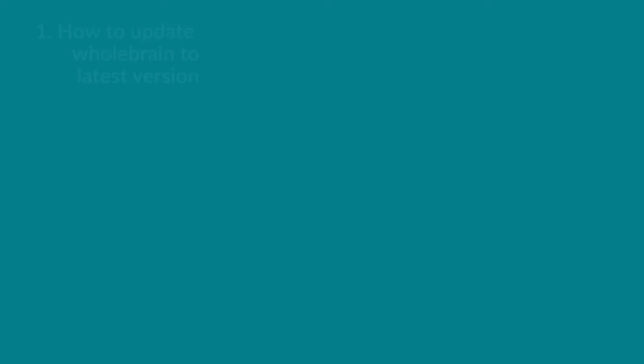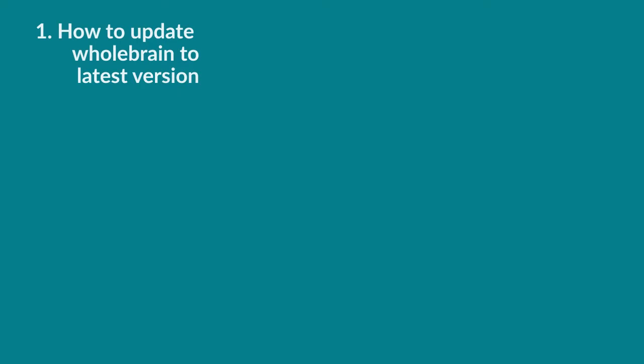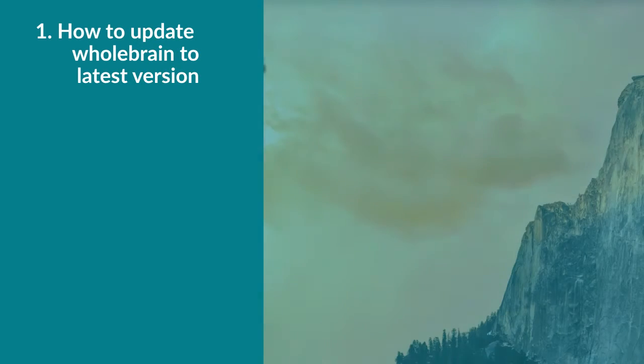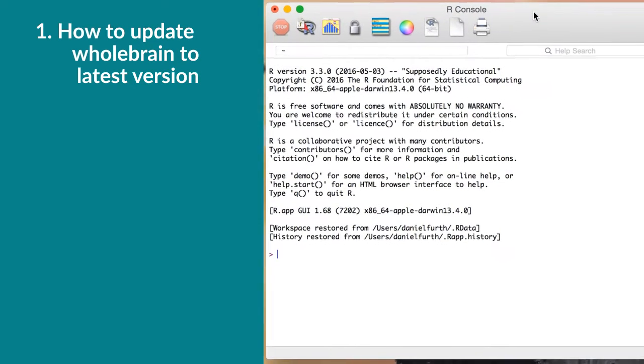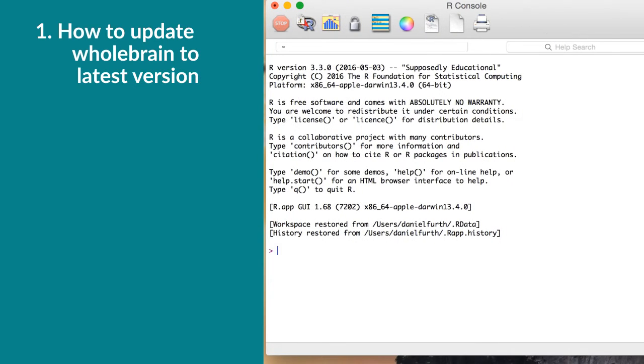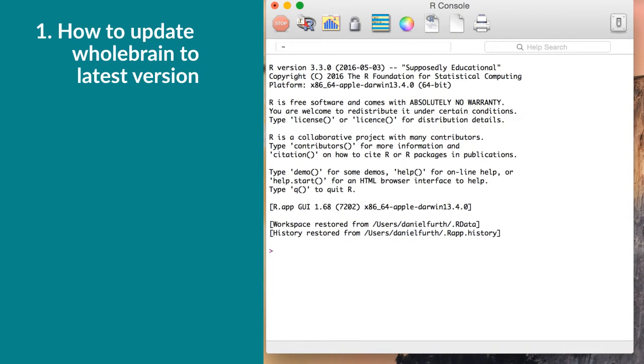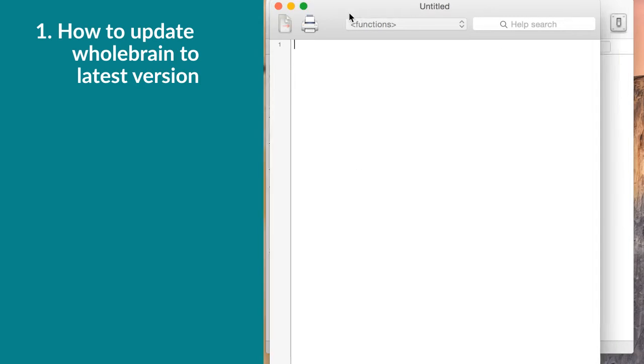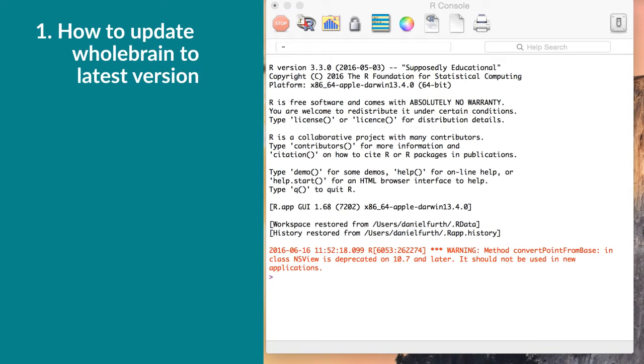Okay, so in this tutorial, I'm going to show you two things. I'm going to show you how to update to the latest version of wholebrain from R, and I'm going to show you how to use the stitch animal command. So if we open up R here, to the new R session, and let me just take this away. Okay.